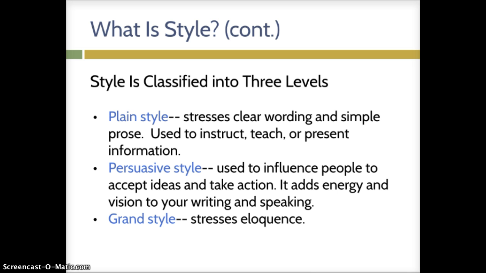Style is classified into three levels. Plain style, which stresses clear wording and simple prose, used to instruct, teach, or present information. Persuasive style, used to influence people to accept ideas and take action, adds energy and vision to your writing and speaking. And grand style, which stresses eloquence. Only the first two, plain style and persuasive style, are used in technical writing, as grand style is considered too ornate for a technical document.